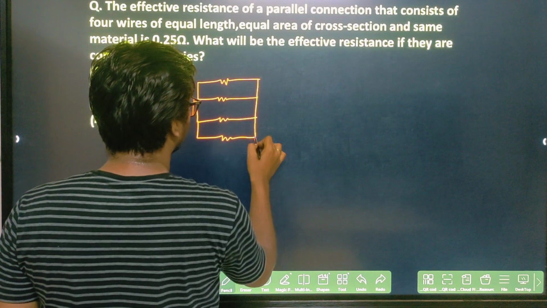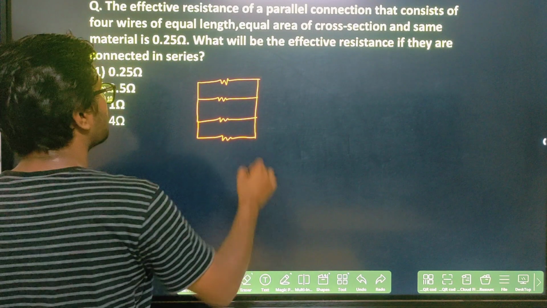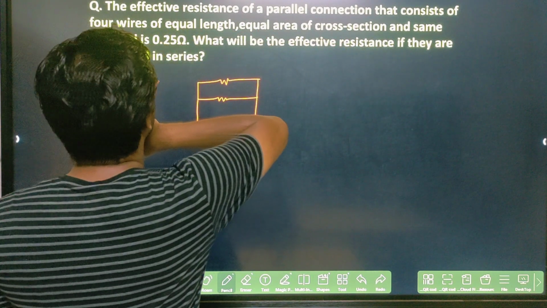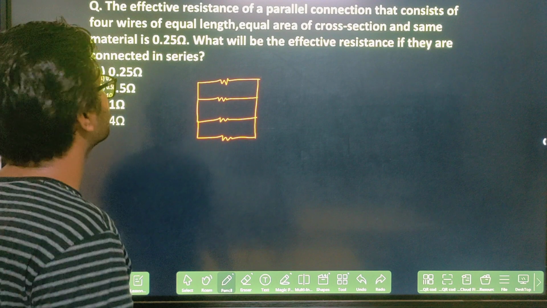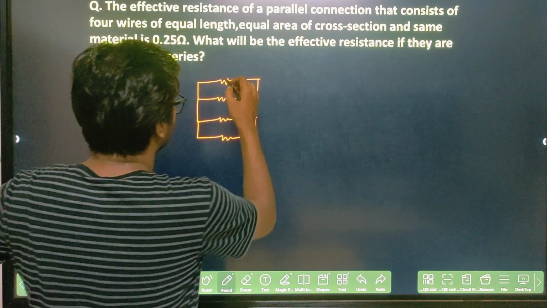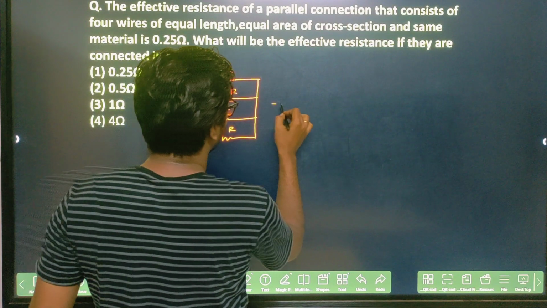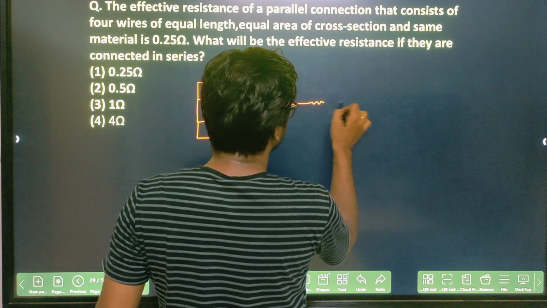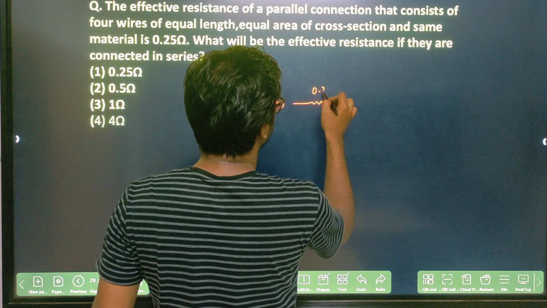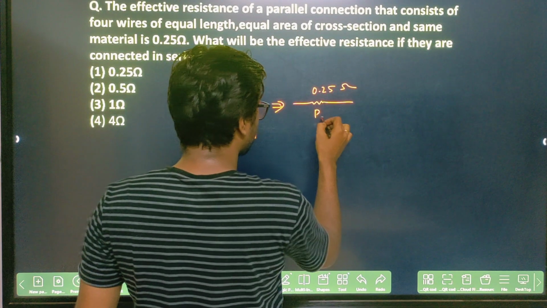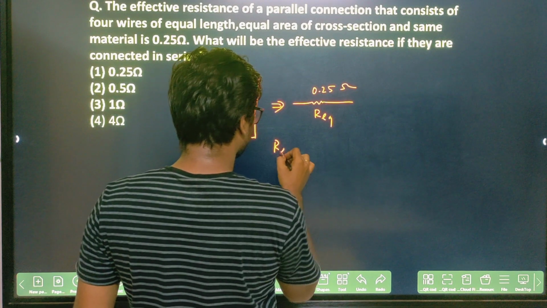All are connected in parallel, right? Same material, the effective resistance is 0.25 ohm. If I take this as R, this as R, this as R, this as R, and make it only one resistor, they have given this one as 0.25 ohm. This is your R equivalent. So can you find out R?